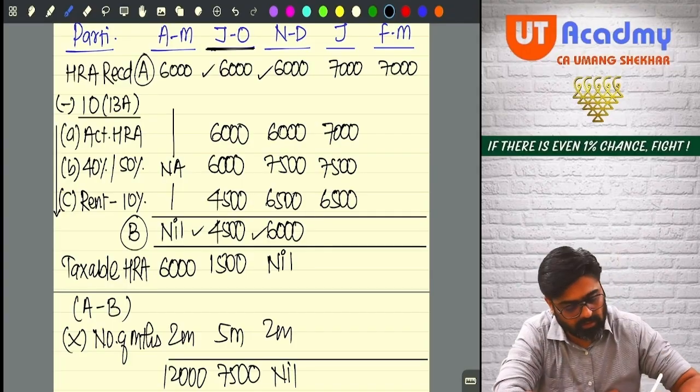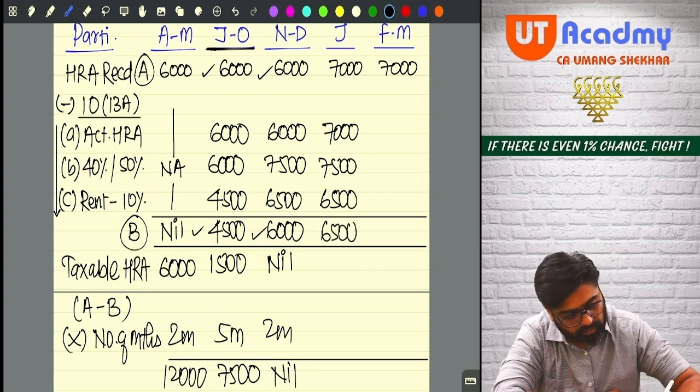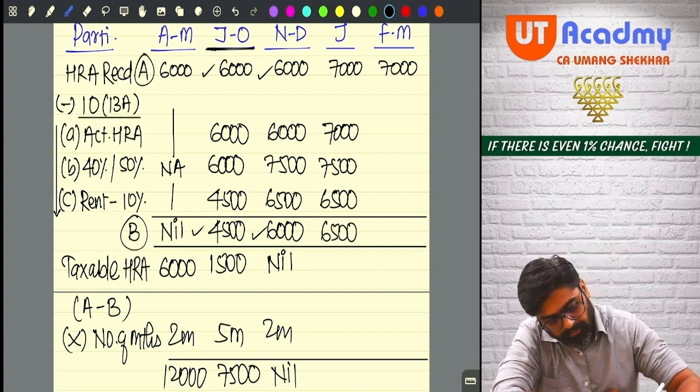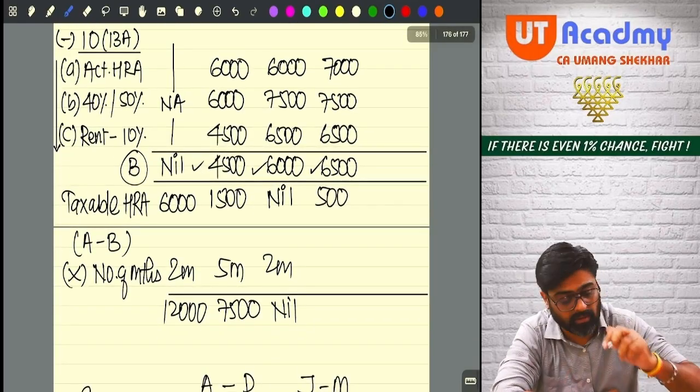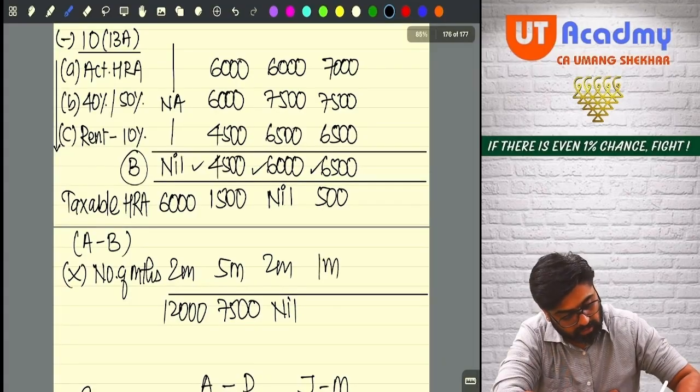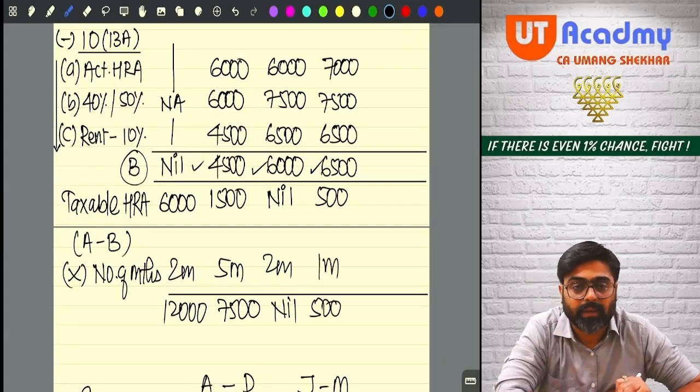A, B, C, whichever is lower, 6,500. So can I say out of this 7,000, 6,500 will be exempted, and 500 per month will be taxable only for the month of June, meaning for 1 month. So for January month, my taxable HRA will be 500.